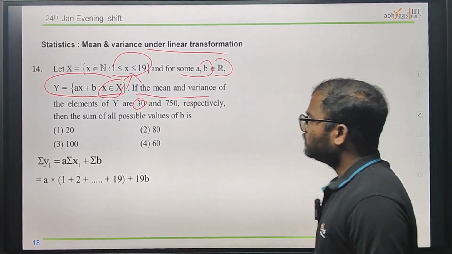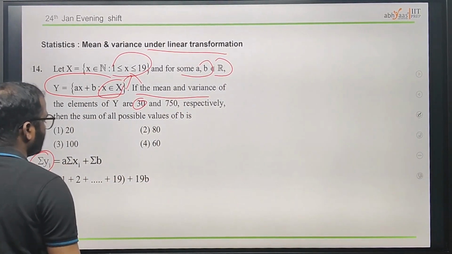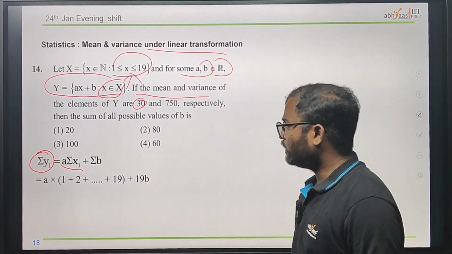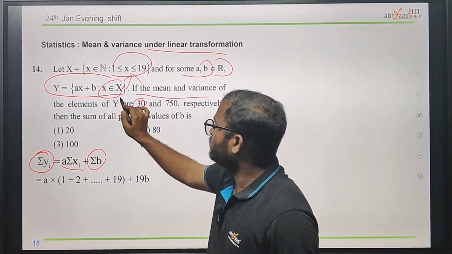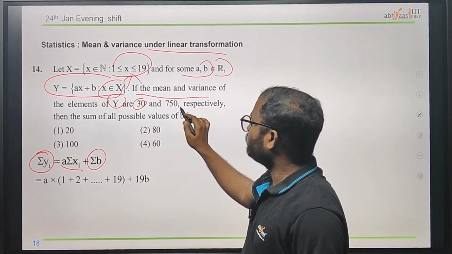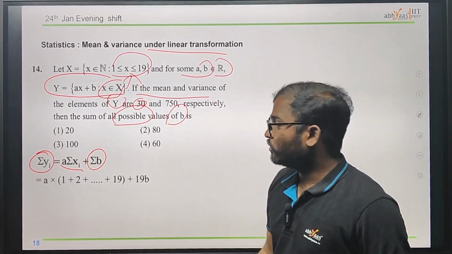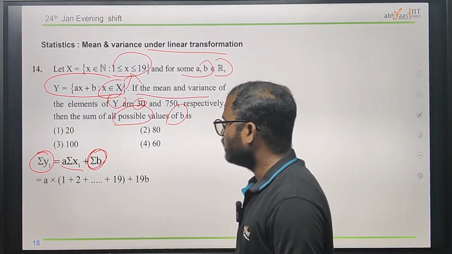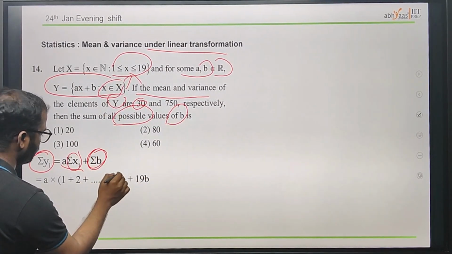Just see here, we are finding the sum of what we have, summation of yi, which is equal to a summation of xi plus b summation of b. This is taken from here: if the mean and variance of the elements of y are given as 30 and 750, they're asking about the sum of values of b. We have to check the sum of values of b. I hope you understand what I'm saying. After substituting those values, from this we got up to 19.